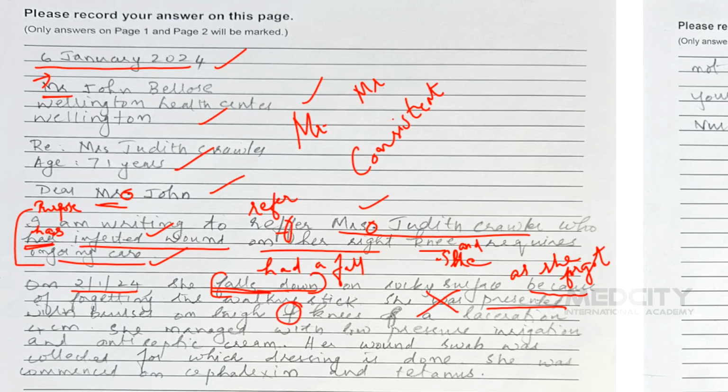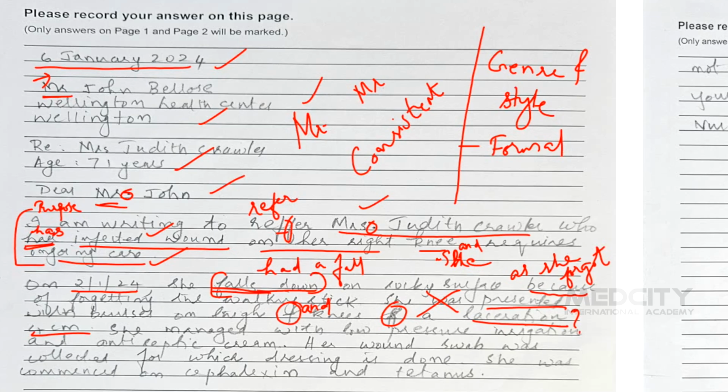See, can we use this symbol for and? No. Considering our criterion of genre and style, this is a formal letter, and in a formal letter we shouldn't be using any such symbols. It should be written as and itself. And knees, again, and a laceration 4 centimeter. A laceration 4 centimeter. It's not grammatically right. Something is missing here. A laceration 4 centimeter, you can say 4 centimeter deep. A laceration 4 centimeter deep.